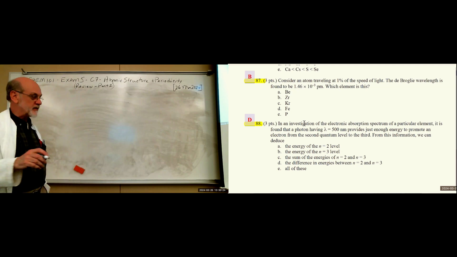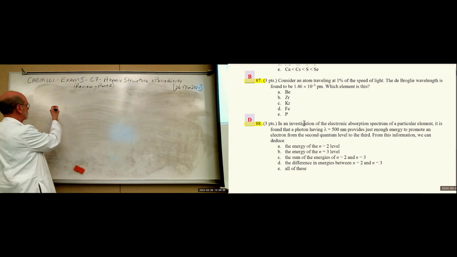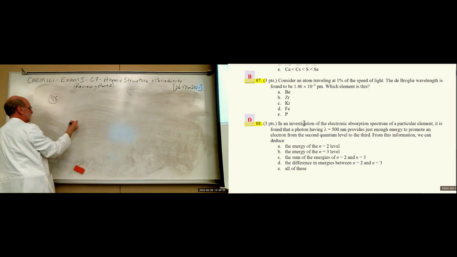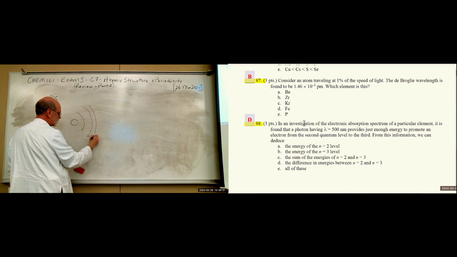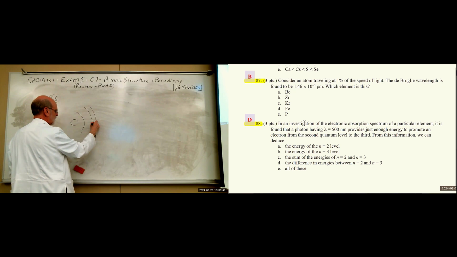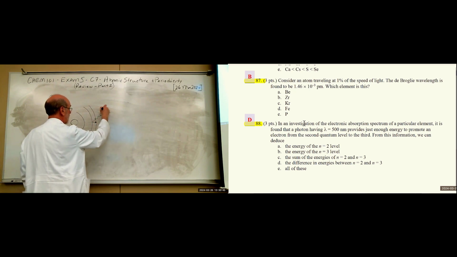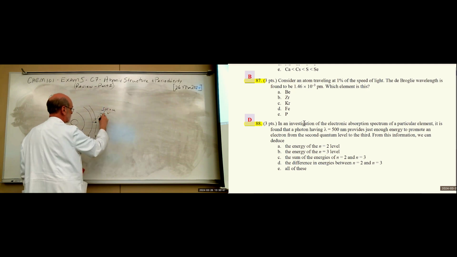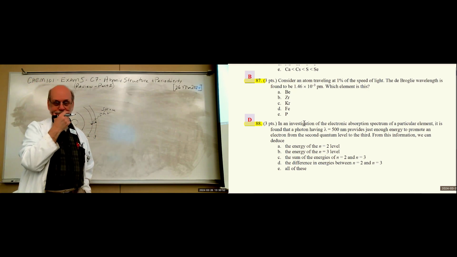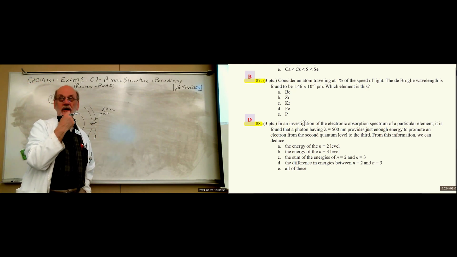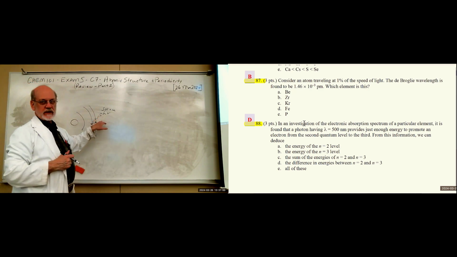All right, if it's going from the second quantum level, let's see, 88. Draw a picture. There's a nucleus. It's going from the second to the third. It's absorbed enough energy, at 500 nanometers, to promote that electron up from second to third. Okay. What can we deduce from that? The energy. What can we gather from that? What can we calculate from that?